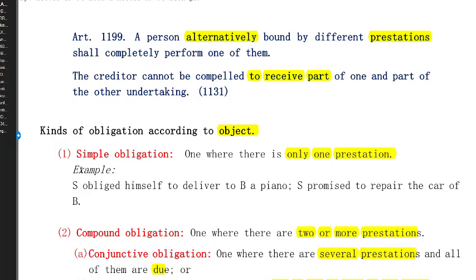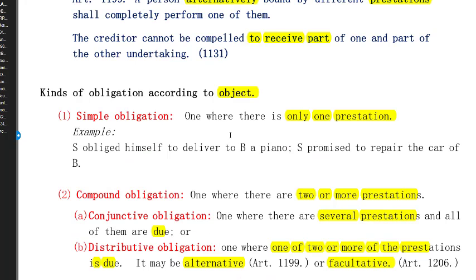To classify, we have a simple and a compound obligation. When we say simple obligation, basically there is only one prestation. As an example, he has obliged himself to deliver a piano. So only one object to be delivered. The delivery of a piano or a repair of a car. Whereas a compound obligation is when there are 2 or more prestations, like an alternative obligation.